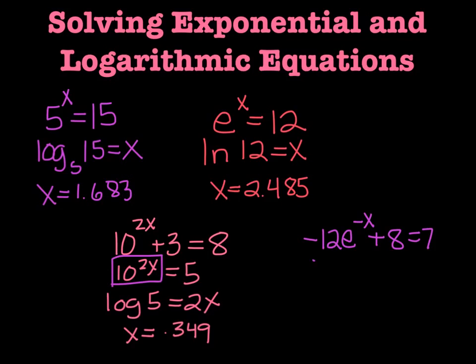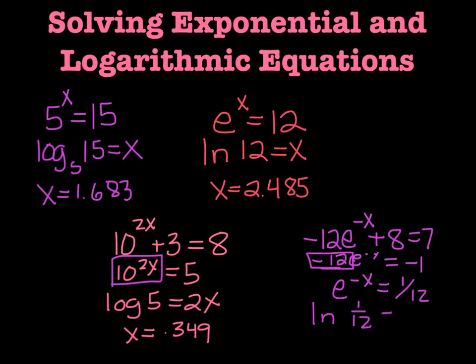So here we need to take away 8. It's an e to the negative x equals negative 1. Then I need to divide off the negative 12. That has to go away too. So e to the negative x equals negative 1 divided by negative 12 would be 1/12. Then I can take the logarithm, in this case the natural log of 1/12 equals the exponent negative x. So I take the natural log of 1/12 and I negate it, and I will get x equals 2.485.